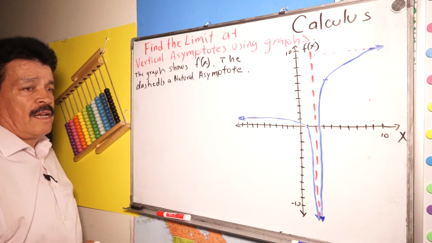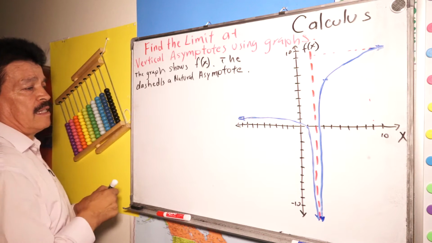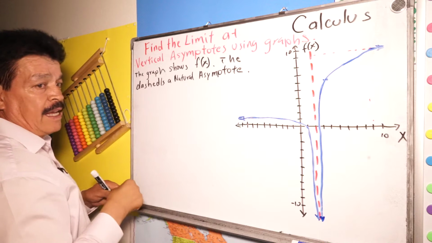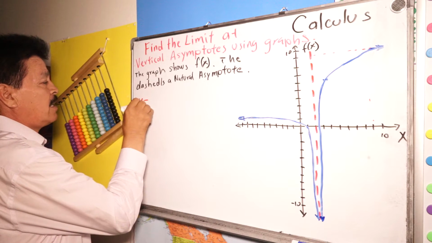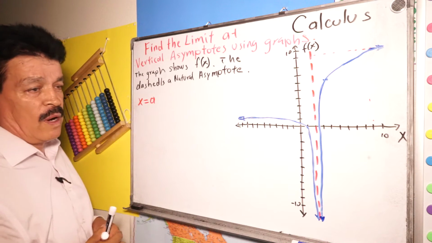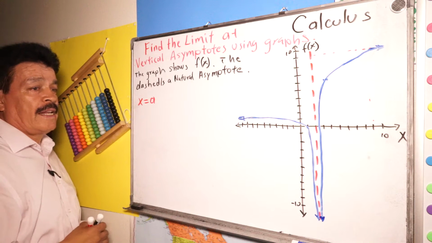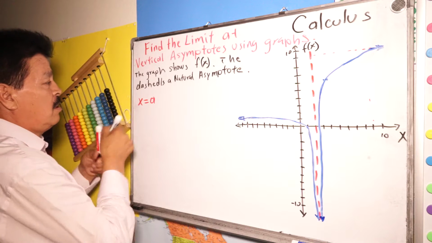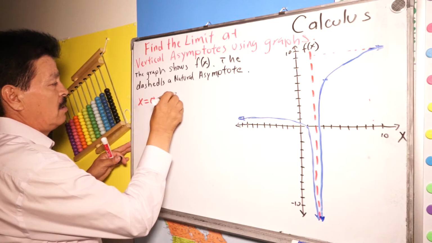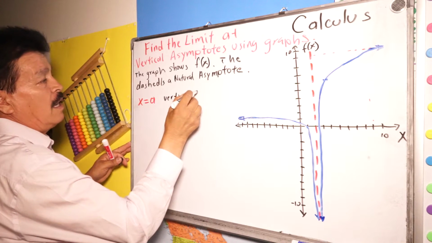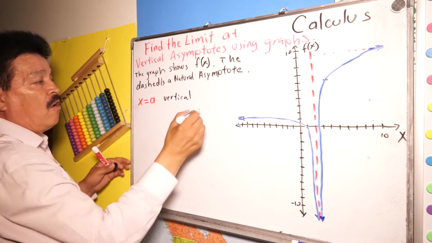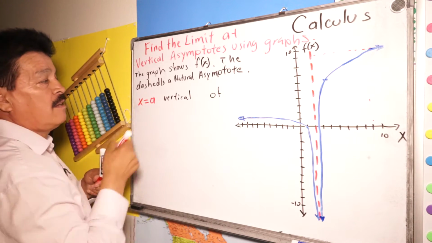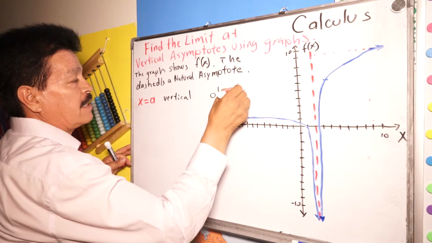The vertical line, in this case x equals a, is one important piece of data. It's a vertical asymptote of g of x.